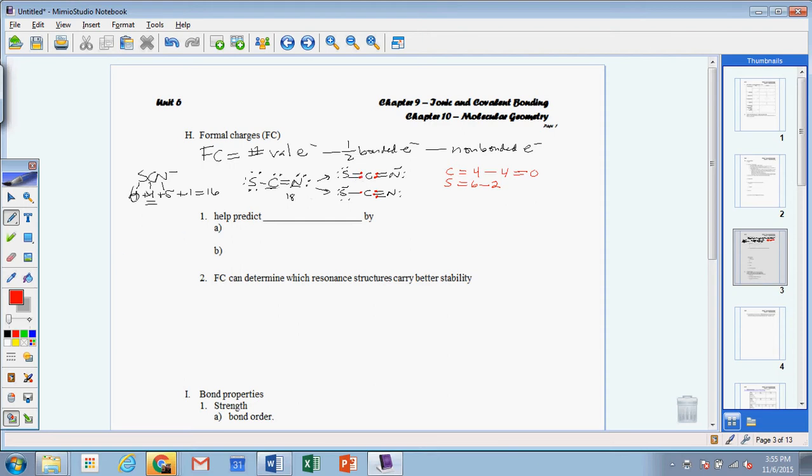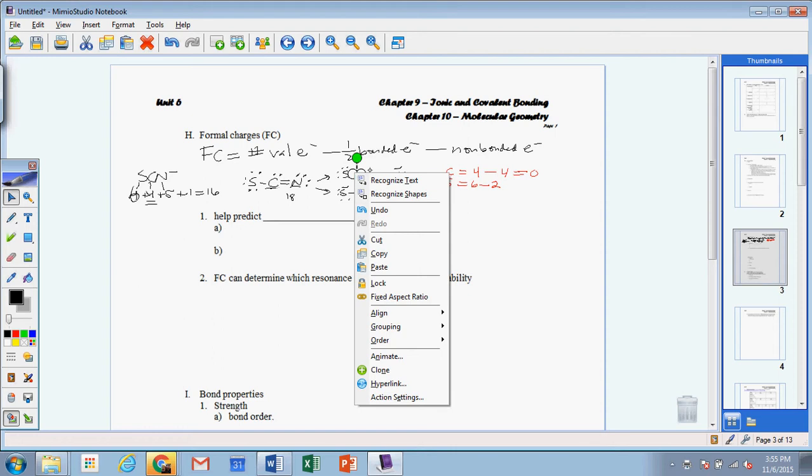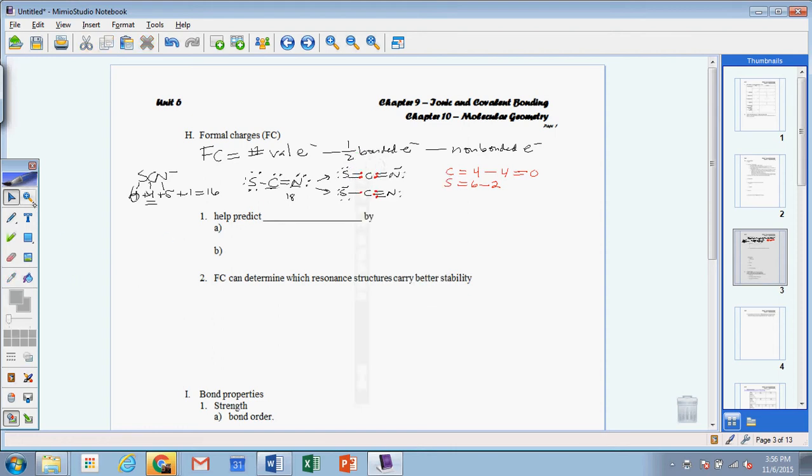Let me do this in green just to make it more clear. It's contributing this electron here and this electron here to that bond. And then it also owns 2 more pairs of electrons, in other words, 4 more electrons. So 6 minus 2 minus 4 is also 0. It came in with 6, it's using all 6, so its formal charge is 0.